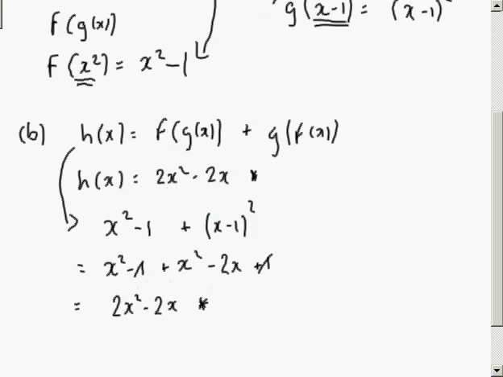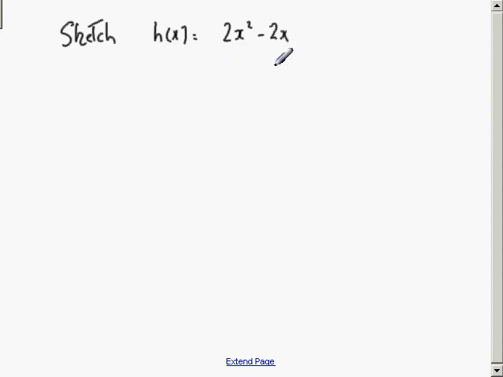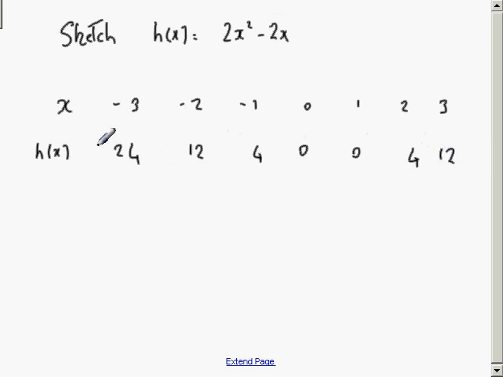For sketching 2x squared minus 2x, we've looked at doing so by making up a table of values. So if we look at x between the interval of minus 3 and 3, substituting these x values into the function will give us the following values: 24, 12, 4, 0, 0, 4 and 12, and that was done simply by substituting the x values into the function.